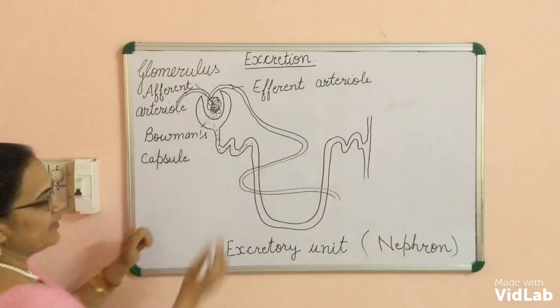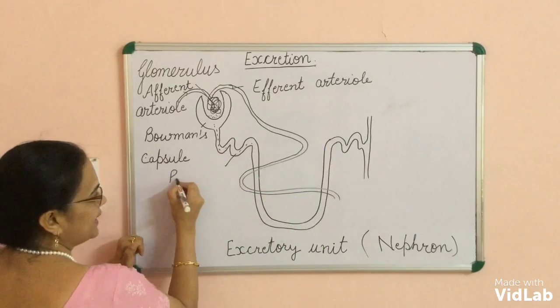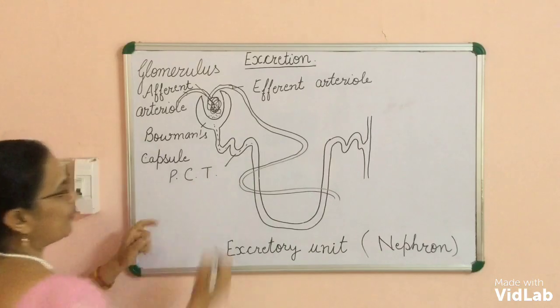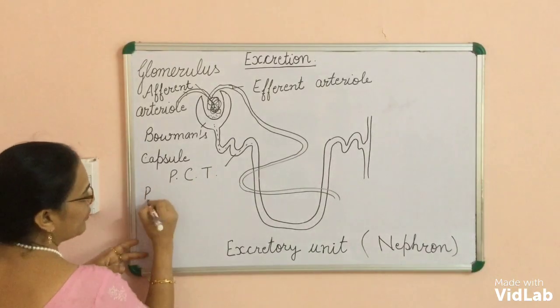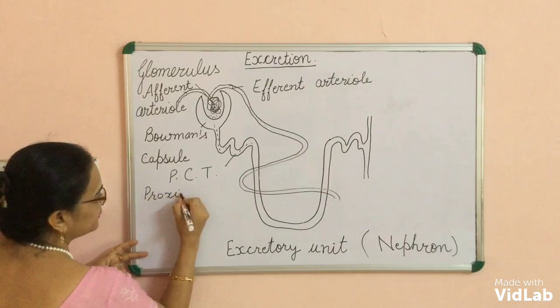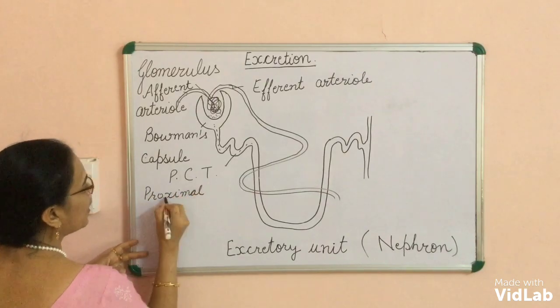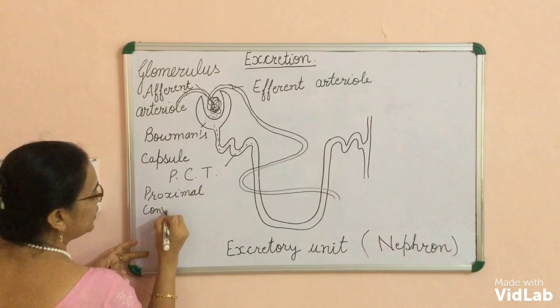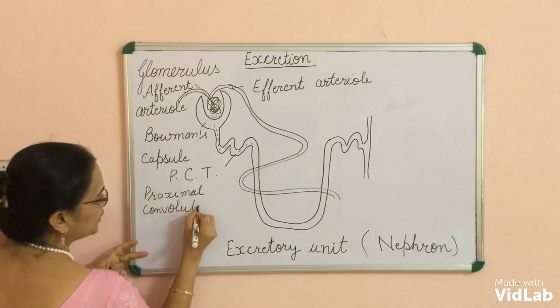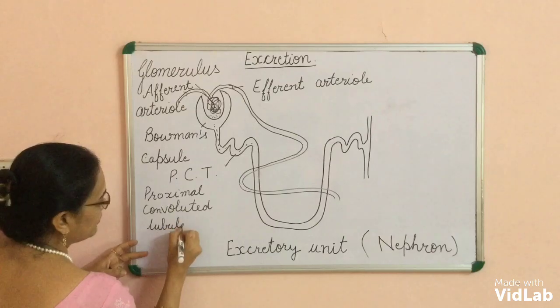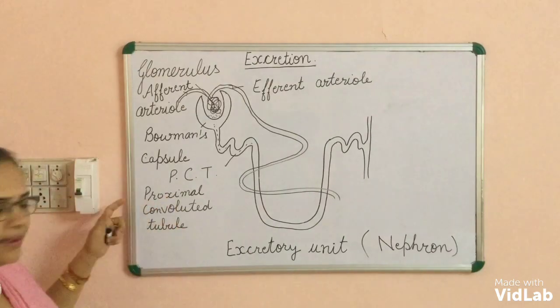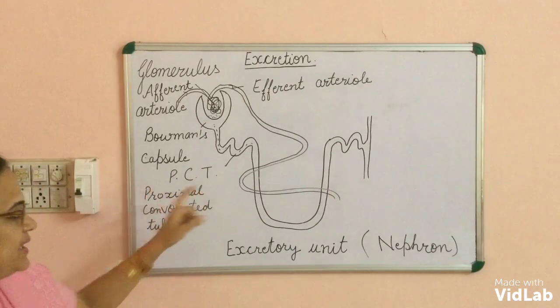This first curve is known as PCT. Full form of PCT is proximal convoluted tubule. You just learn PCT only. If you can learn the full form, okay, otherwise learn PCT only.